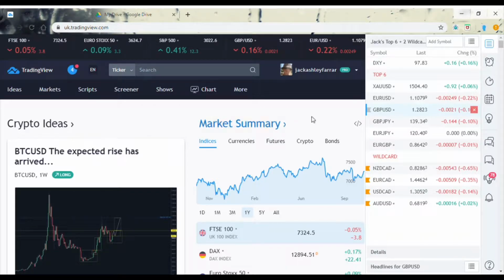Hello everybody, going through my Sunday analysis for week commencing 27th of October 2019. I hope you all take some value from it and get to see basically my process of how I annotate the pairs that I'm going through for the next week.